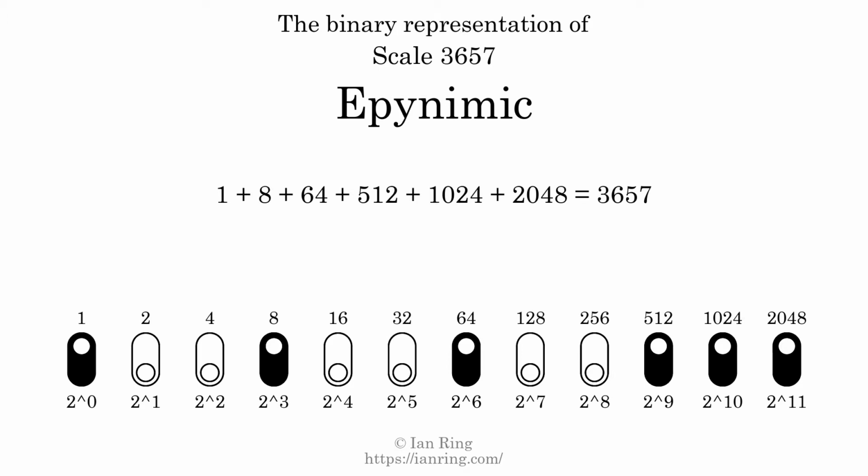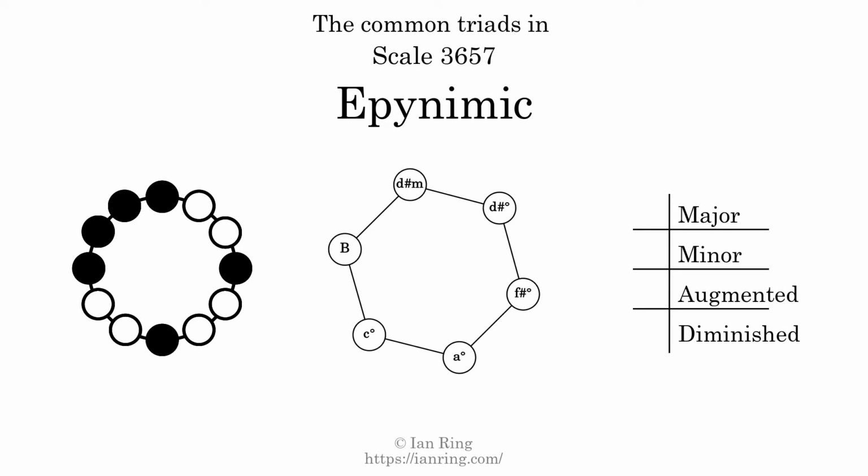The scale number not only enumerates the scale with a unique index, but it also literally describes the tonal content of the scale. Represented as a binary number in base 2, the scale number is 111001001001. Here are the common triads present in this scale.